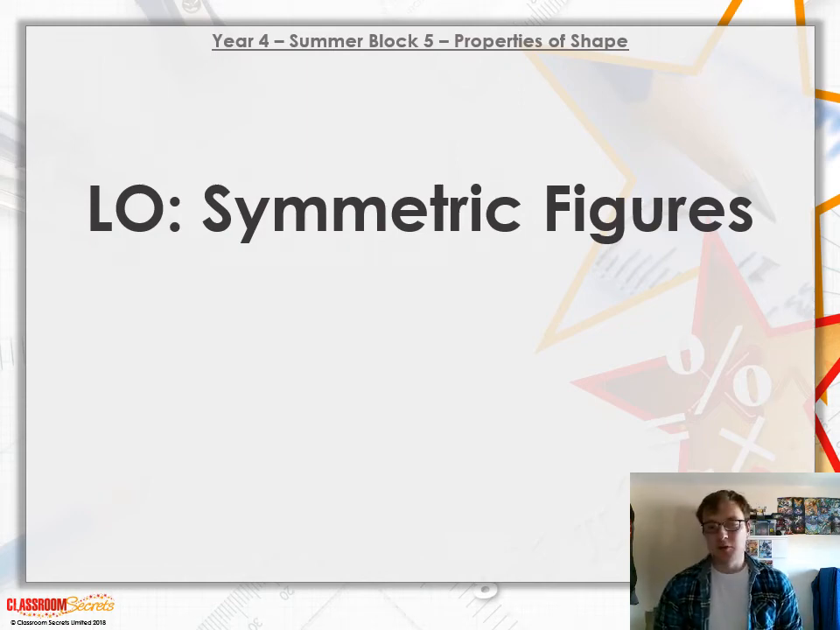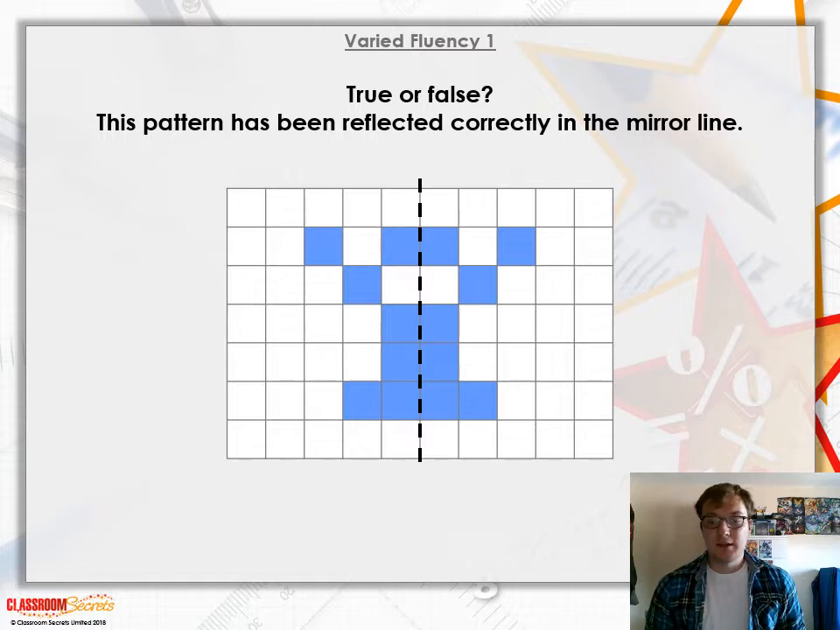Today we're going to be continuing with symmetry and looking at symmetric figures. And for your first question today is a true or false question. This pattern below that you can see there has been reflected correctly in the mirror line. So let's check first. This dotted black line here, that is our mirror line there. And we need to check that it's been correctly reflected.